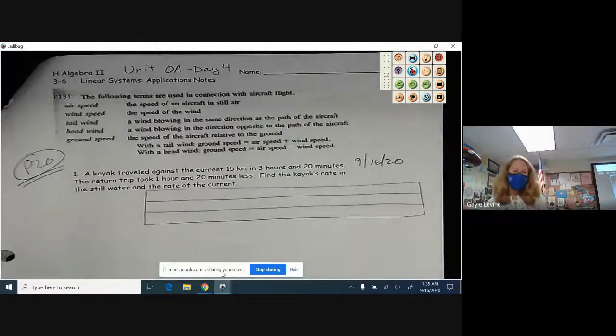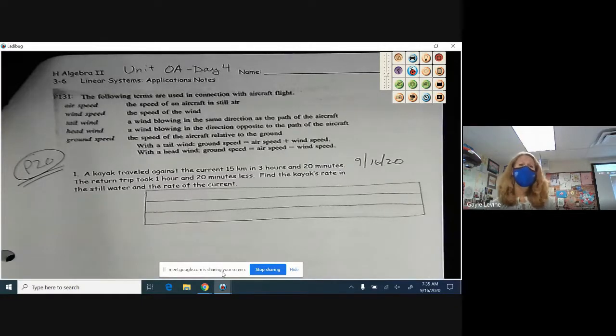I have my little plane here because you can think of it in terms of aircraft flight, but you could also think of it in terms of a kayak or a paddleboard. So if any of you picked up any of those hobbies over the summer and you had a current, it's kind of the same thing. We have a few vocab words here. Airspeed is the speed of an aircraft in still air, so that's assuming there's no wind.